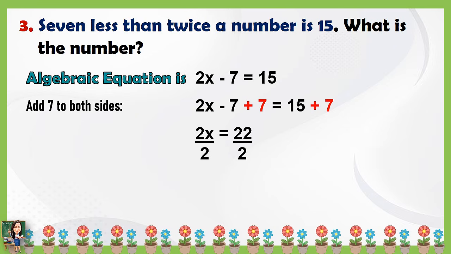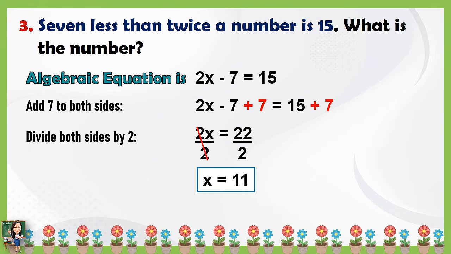That is 2x equals 22. Divide both sides by 2. Then cancel 2. Then divide 22 divided by 2 equals 11. The answer is x equals 11.